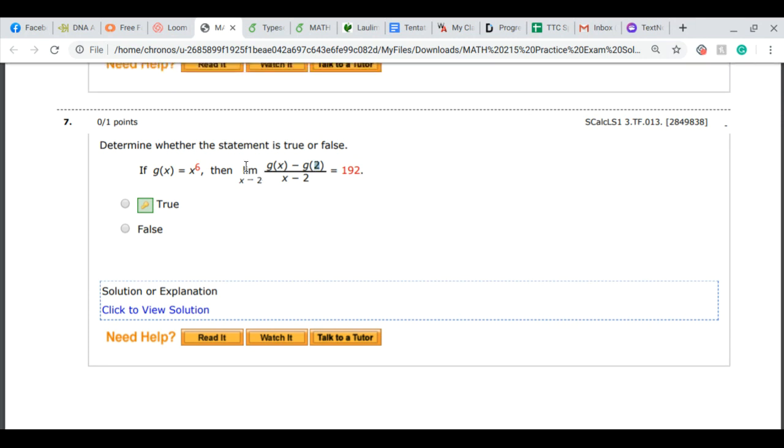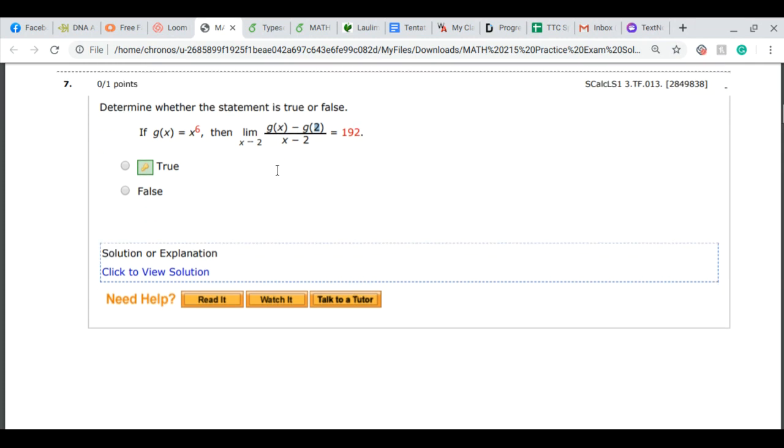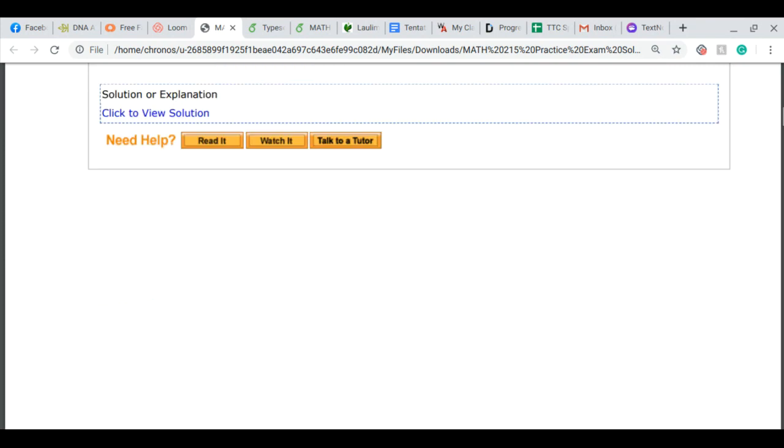If you recall from the very beginning, f prime of a is equal to the limit as x goes to a, or in this case g prime of a equals the limit as x goes to a of g of x minus g of a over x minus a. That means that in this case, the limit of this difference quotient is going to be 6 times x to the fifth, which is equal to 6 times 2 in parentheses to the fifth power. So this is indeed true.